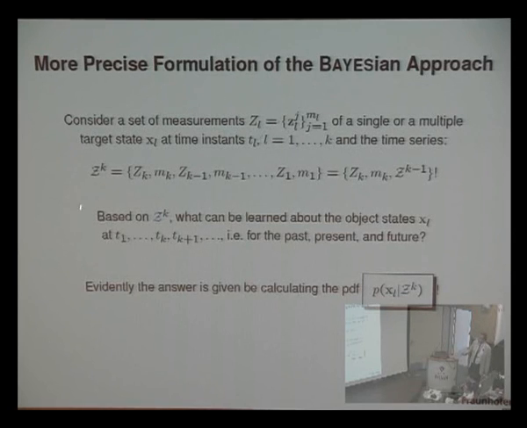And based on these collected measurements, we wish to learn about the object state in the past, at present, and for the future. And the answer is given by calculating these probability density functions. So these probability density functions describe the knowledge that we wish to have about the target state at time l, given all the sensor data that are available up to and including time k.